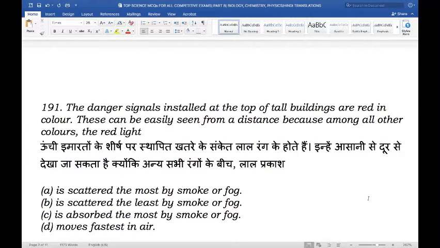So red light on top of tall buildings is used because B is scattering the least by smog or fog. When light enters the atmosphere, it is scattered by small particles. Scattering of light is inversely proportional to the fourth power of its wavelength. Red light has the highest wavelength among all colors in visible light. Therefore, it is scattered the least.